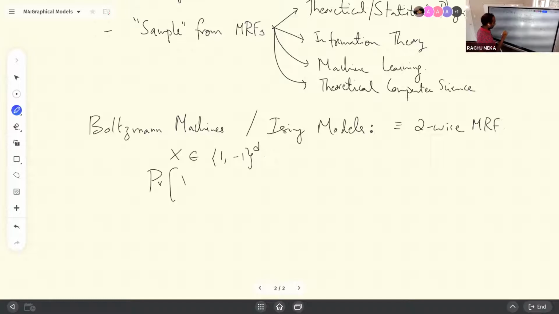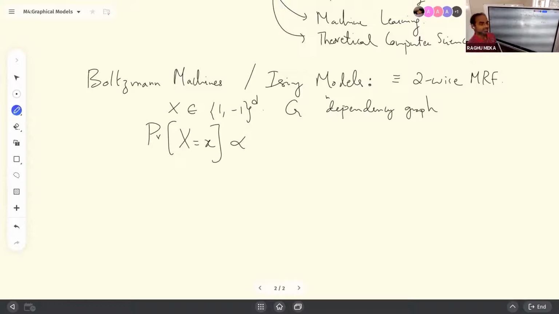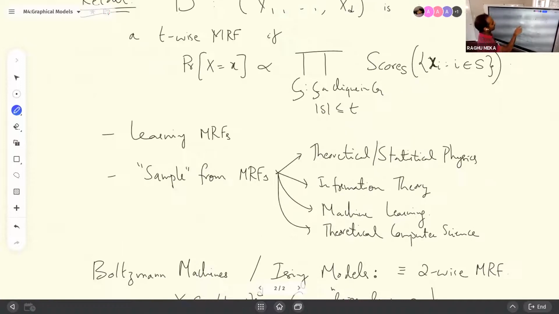So what is this? There is a graph G, which is the dependency graph. And what does it mean to say it's a 2-wise Markov random field? Right, so let's go back to the formula. Here we're saying you're taking cliques in your graph of size at most t. And if t is 2, what are cliques of size 2 in your graph?